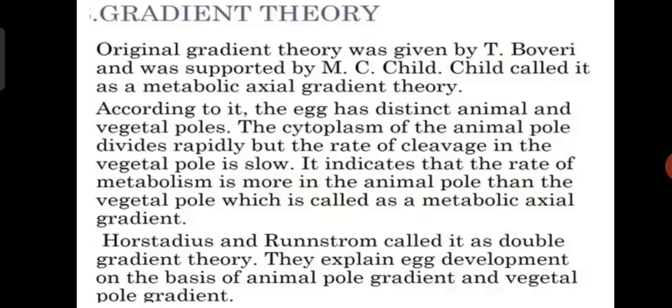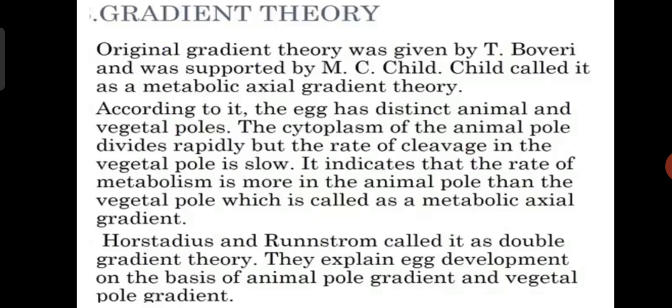Child, and actually this theory was given by T. Boveri, but it was supported by M.C. Child, and after this we call it the metabolic axial gradient theory, because Boveri demonstrated it by conducting an experiment on sea urchin. He said that the egg has an animal pole and a vegetal pole, and the animal pole is dominant, and its influence gradually decreases towards the vegetal pole. But this was the fundamental idea for the gradient theory.